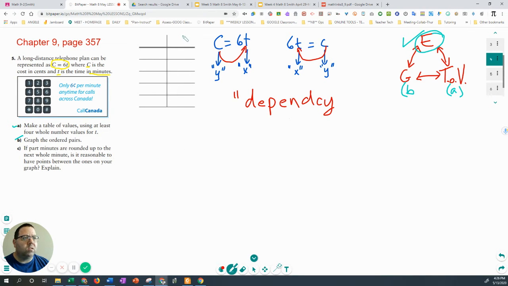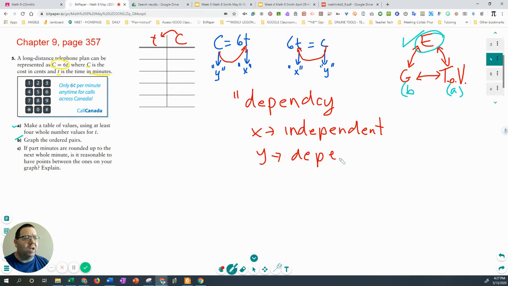So the cost will go here. The cost is dependent on the time that you spend. This is the way it should always be set up. Whatever letter depends on the other thing, that's the way you should set it up. In other words, I don't know if Ms. Heshe or Ms. Norris or Ms. Mitri have said this, but X is the independent variable, and Y is the dependent.